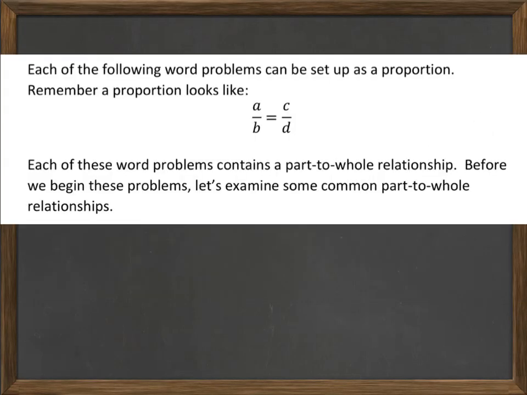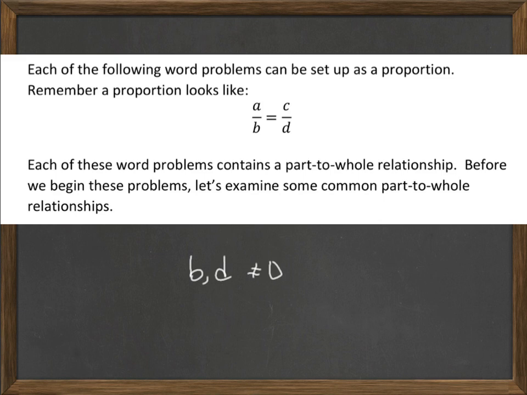Let's begin. Each of the following word problems can be set up as a proportion. Remember, a proportion looks like this: A over B is equal to C over D. Of course, neither B nor D are allowed to be equal to 0 because we can't divide by 0. Each of these word problems contains a part-to-whole relationship.